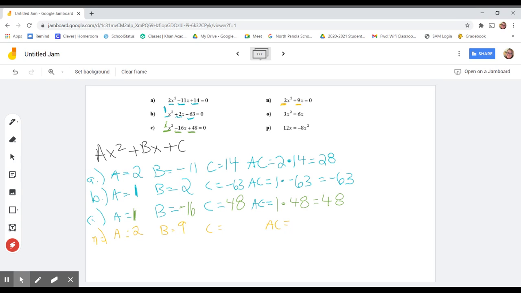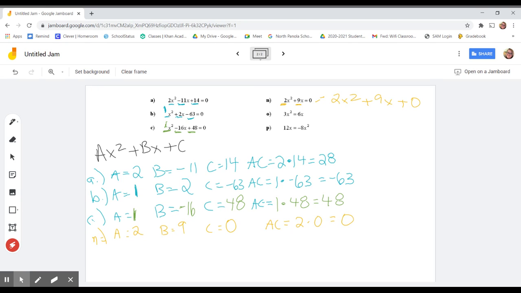Now here I don't have a constant. If the constant is not there, I assume that this is the same thing as saying 2x squared plus 9x plus 0. Okay? So that means that my C is going to be 0. And so I'm going to do 2 times 0, which is going to be 0.